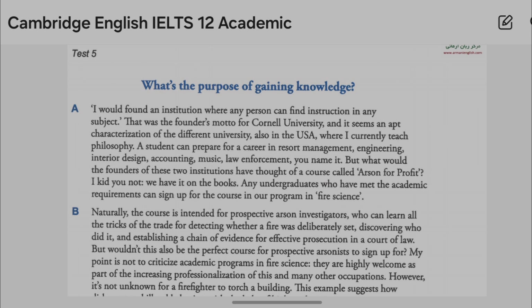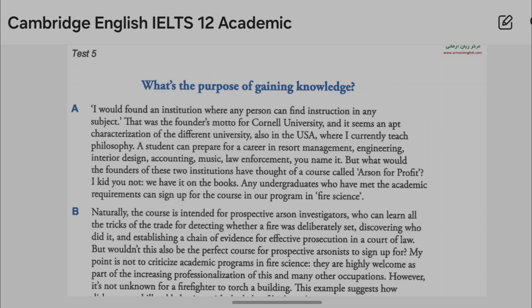"A student can prepare for a career in resort management, engineering, interior design, accounting, music, law enforcement, you name it." So what the writer is trying to say is that there are a large number of courses that a student can do in the university where the writer is currently teaching.